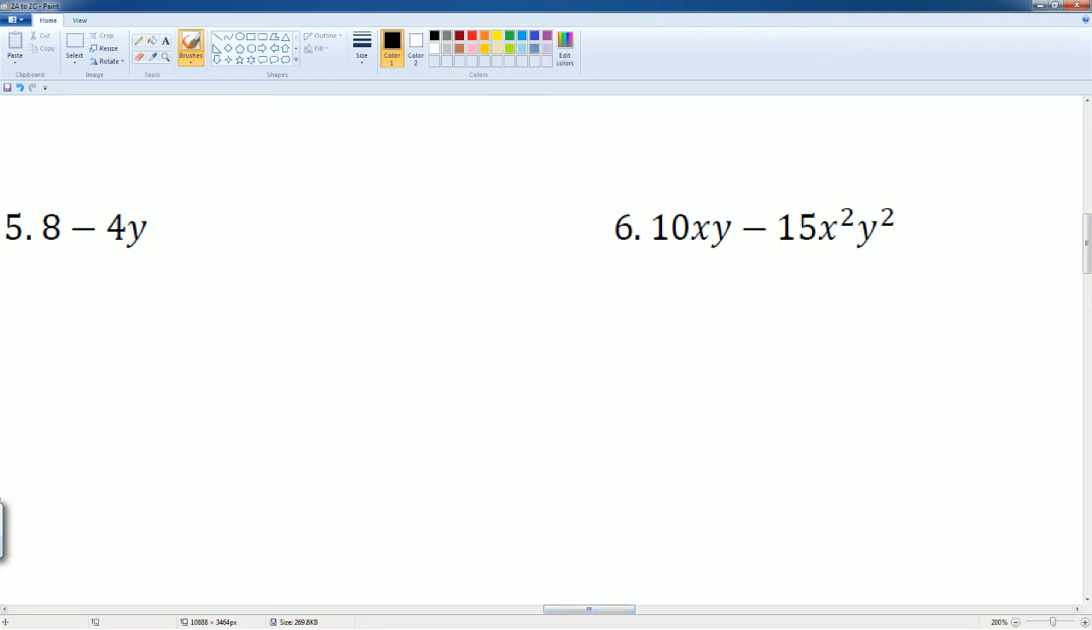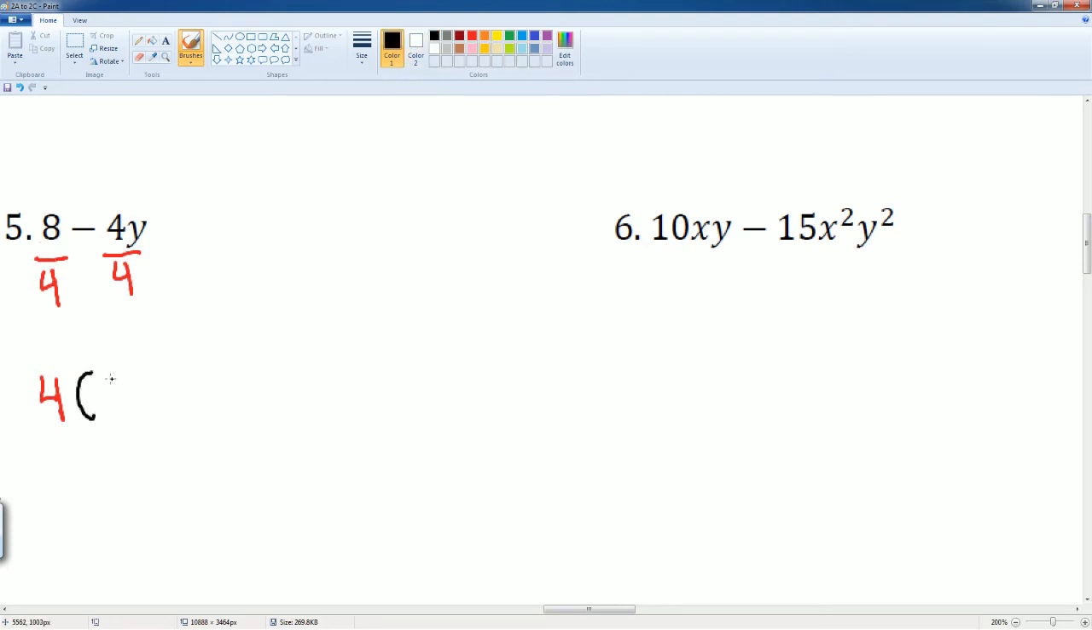5. 8 minus 4y. It looks like 8 is the best number. No, it's too big for the 4 here. So it's this 4 that would be the greatest common factor for the integer. Can we divide by the y? No. 8 doesn't have a y. So that's all we can do here. 4 is the GCF.